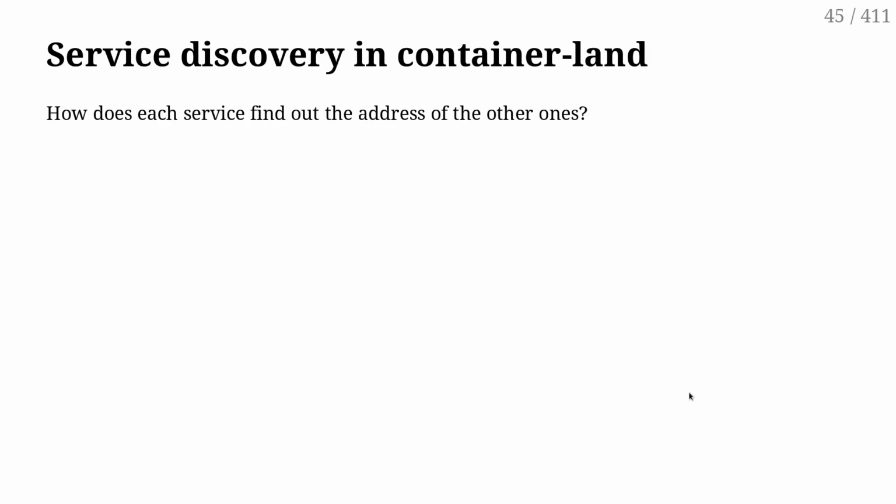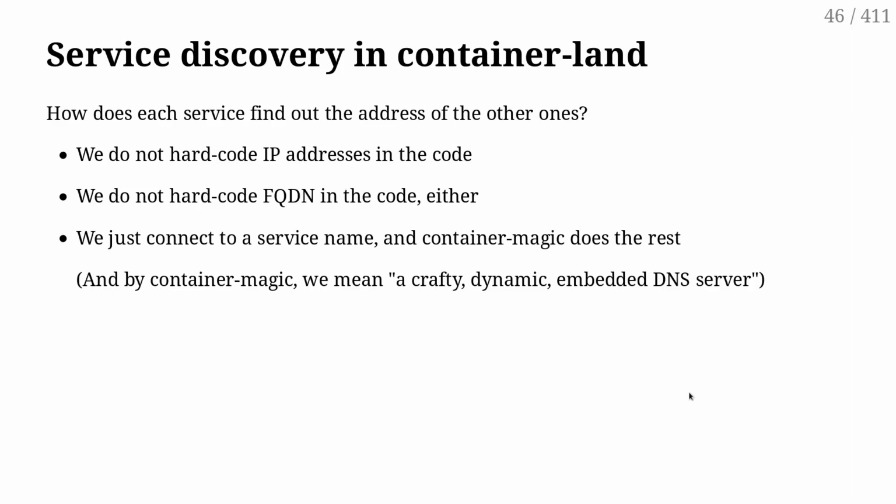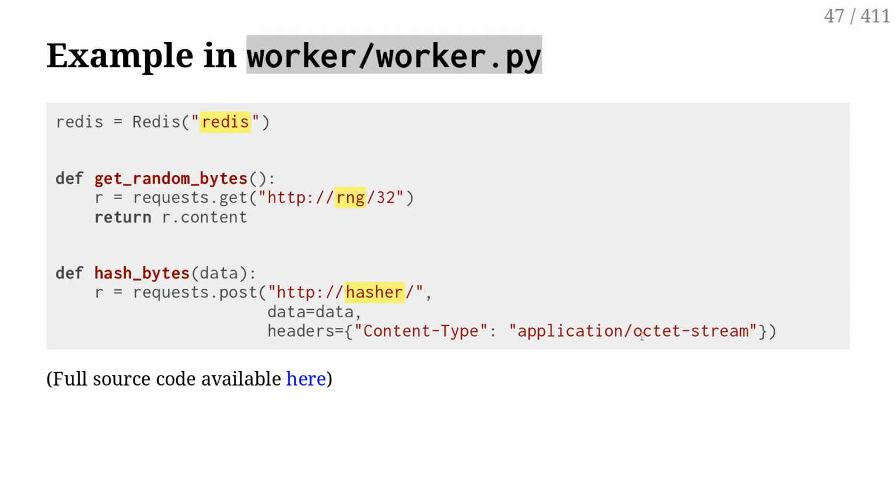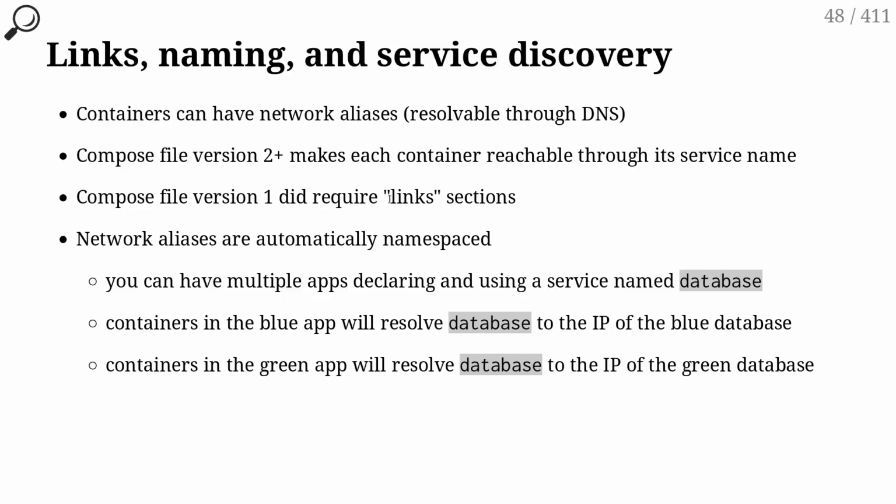So how do the different services discover each other and talk to each other? Are we hard coding IP addresses of containers or something like that? No, with containers, the way we do service discovery is by just using the name of the service. If I want to connect to the Redis service, I use the name Redis in the code, not 192.168.xyz, I just put Redis. If I want to make a request to web service RNG, that's a request to http://rng/32. The 32 here is the number of random bytes that I want to obtain. Okay.